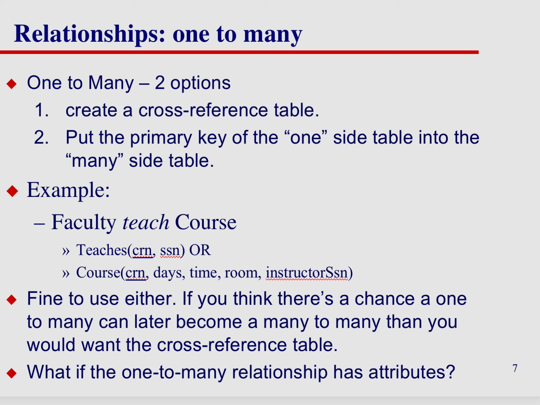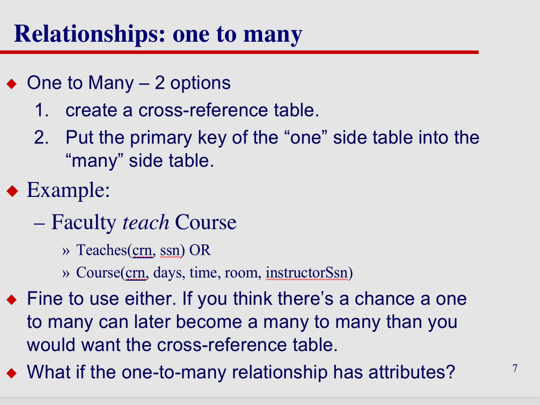So a course can be taught by one faculty member. And here, what can we do? We can create a teaches table. So that's the cross-reference table, which will have the CRN and the social security number. Here, because in this case it's one-to-many and the faculty, we don't need a composite primary key. The CRN number alone is unique. And then we have that relationship, and that's fine.